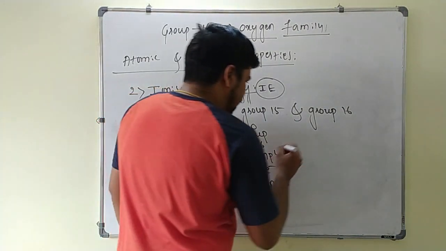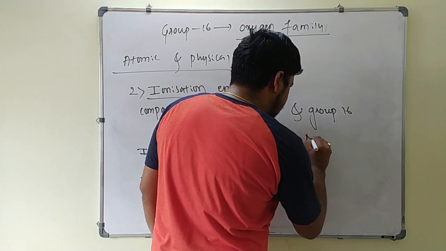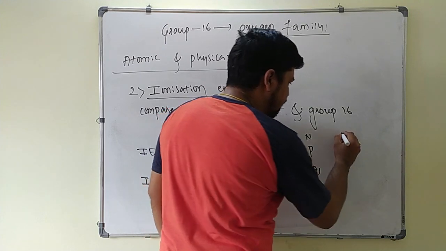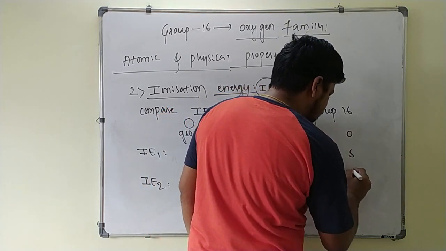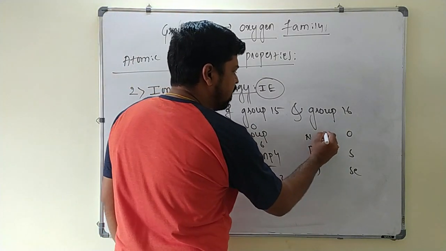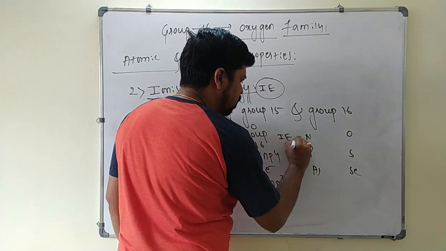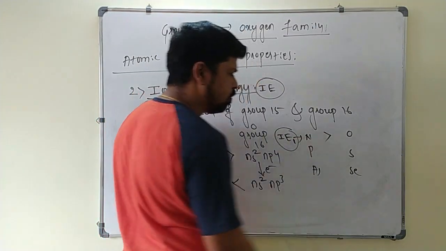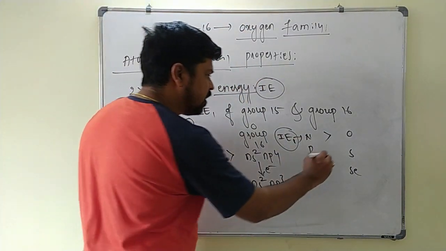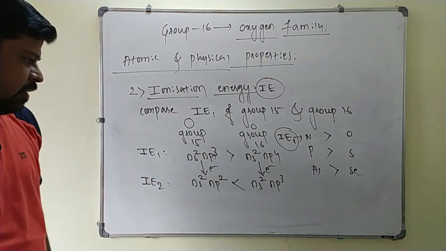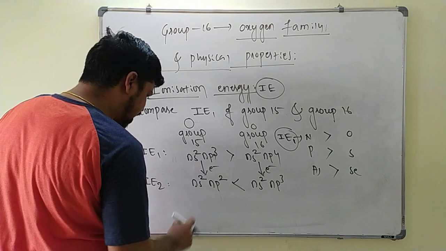So if I take nitrogen, phosphorus and arsenic in group 15, and the group 16 elements oxygen, sulfur and selenium, in this the first ionization energy of nitrogen is more than oxygen, phosphorus more than sulfur, arsenic more than selenium. Like this you have to write. So what is the reason I have to write here?